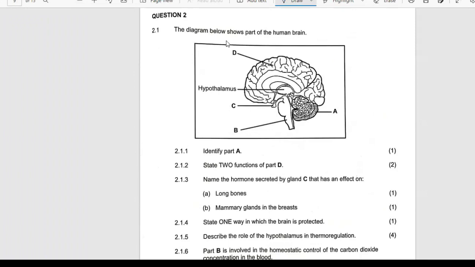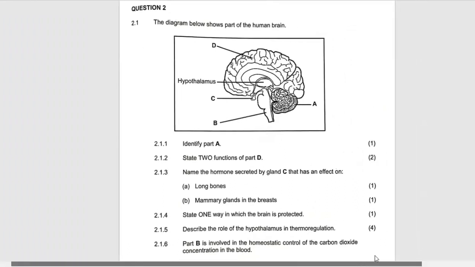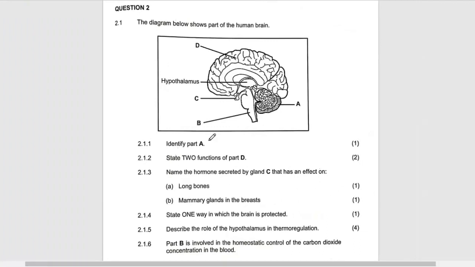They're saying the diagram below shows the part of the brain. Obvious, you can see it. That's the part of the brain. Okay. What are they asking? They are saying that identify part A. What is this part A? You can identify all of the parts. For example, part A is cerebellum.